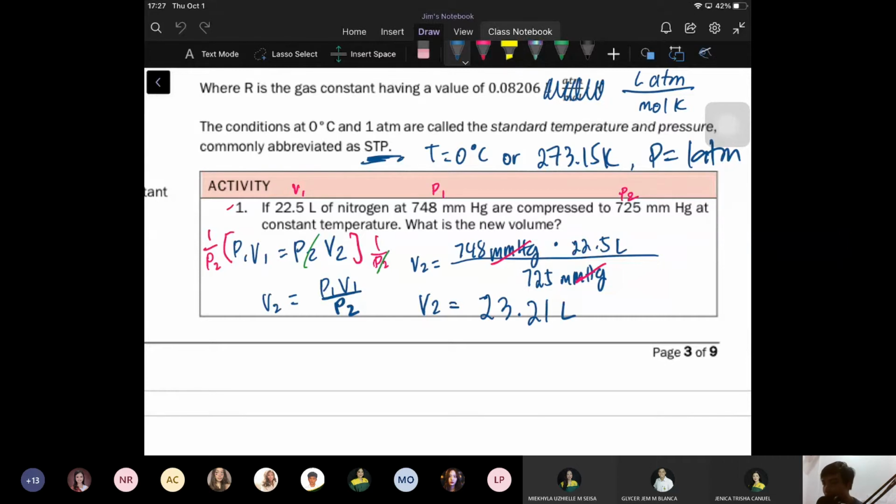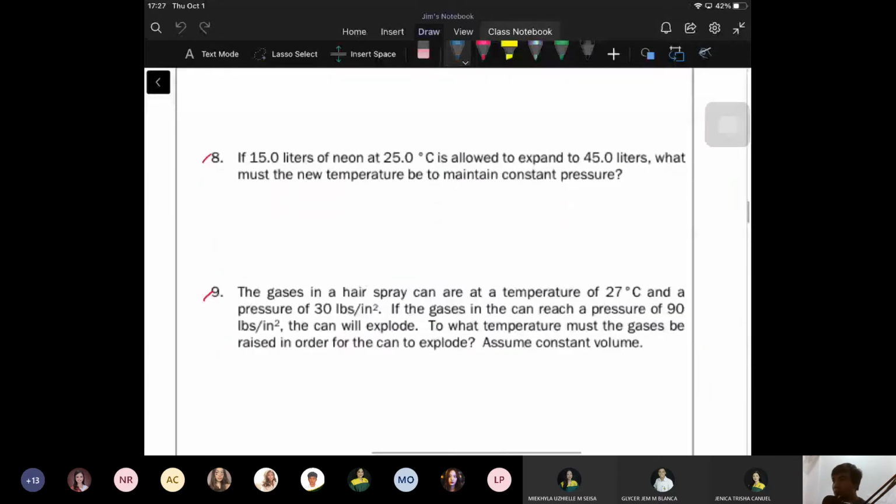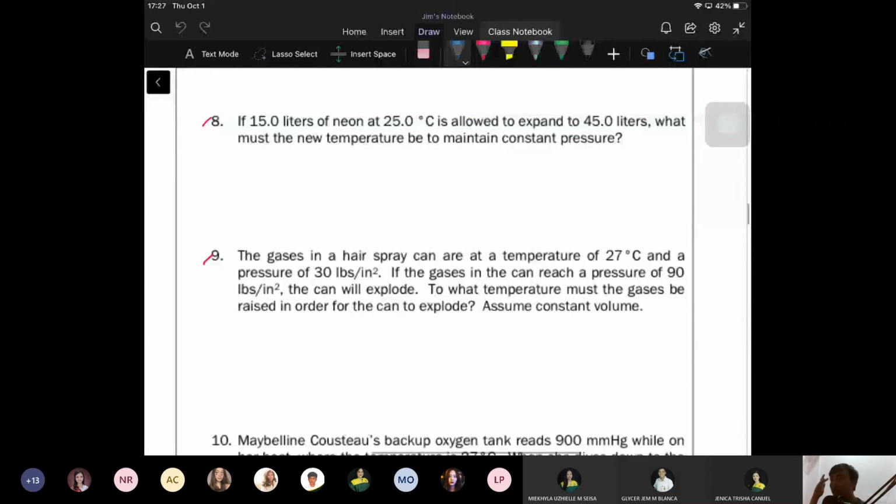Okay, so 2 decimal places as always, no? So, that would be the final answer for the item 1. So, don't worry, I will upload this sa ating chat box after the class, no? I will now answer number 8, no? Proceed tayo sa number 8, no?